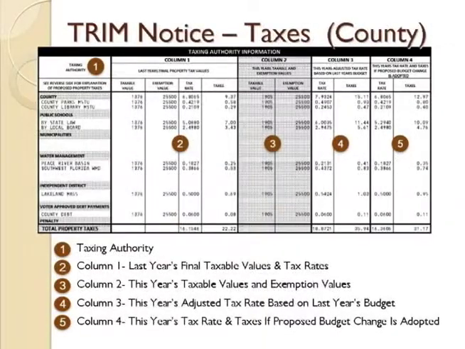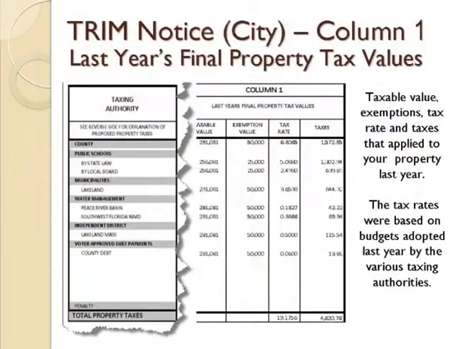As you can see, the municipality part is blank. All the columns are the same as the one that we previously reviewed. So now let's go forward and look at each one of these. Column 1 is last year's final property tax values and the tax rates. And as you can see from the monitor, the authorities are on the left-hand side.